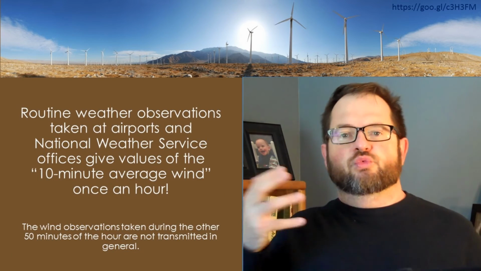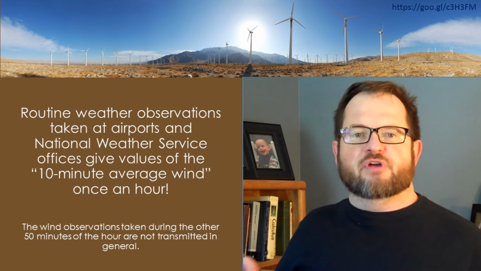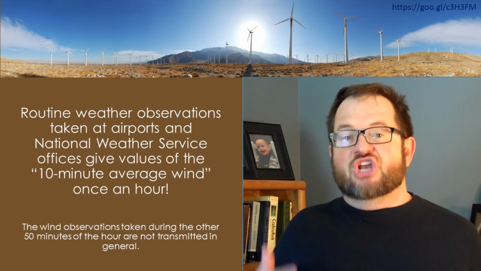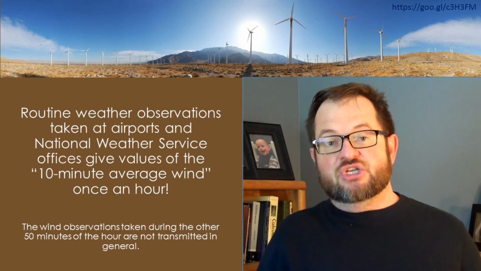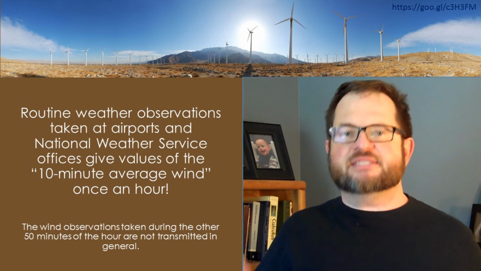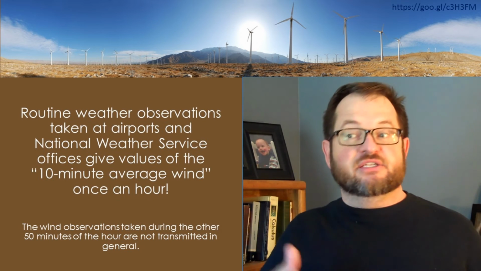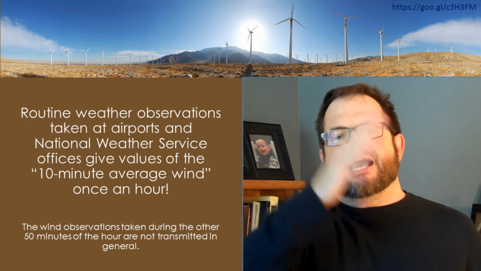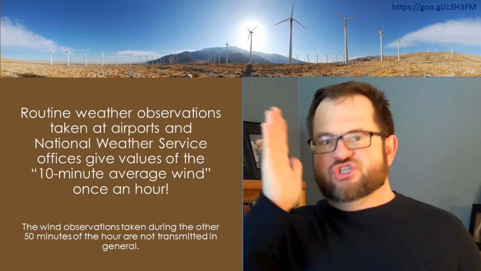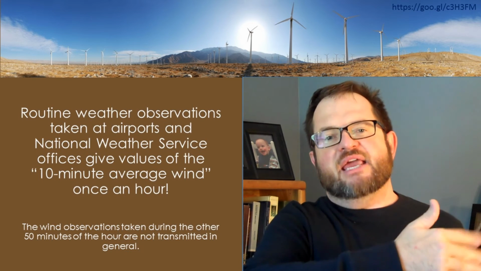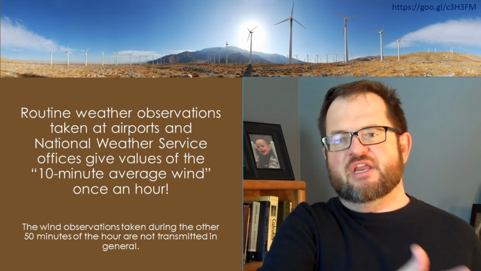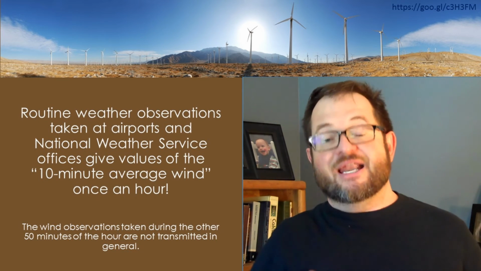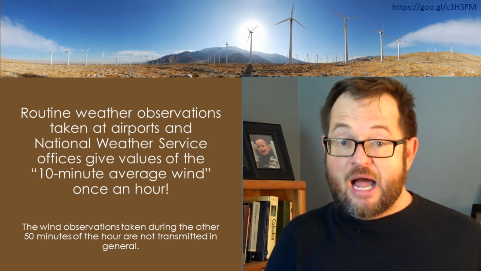Now, in the case of routine weather observations that come from National Weather Service offices and airports and so on, they are generally the 10-minute observation like that. They're the average over 10 minutes, and they are typically transmitted to the world once an hour. So if it is supposedly the observation associated with, let's say, 2 o'clock, then what it means is they recorded the observations from 1:50 until 2 o'clock and took the average over that 10-minute period, and that is what they're reporting as the winds at 2 o'clock.